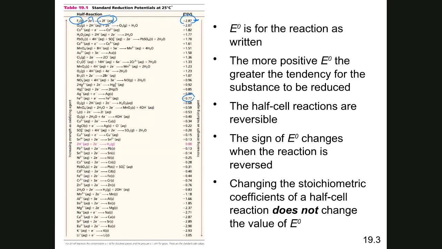The half cell reactions are reversible. So when you reverse the reaction from oxidation to reduction, or from reduction to oxidation, the sign for E0 is going to change, is going to be opposite.